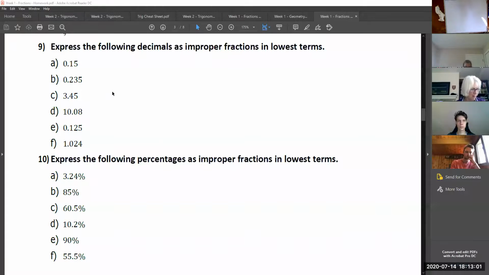So this is decimals to fractions and percentages to fractions, which ultimately ends up being the same process. So that's good. I just want to get this called up so that everybody can see it. For those of you following along, we're going to express decimals as improper fractions in lowest terms, and then percentages as improper fractions in lowest terms. We'll start with the decimals. The fractions end up being the exact same process, but with one step added to the beginning of the whole thing.